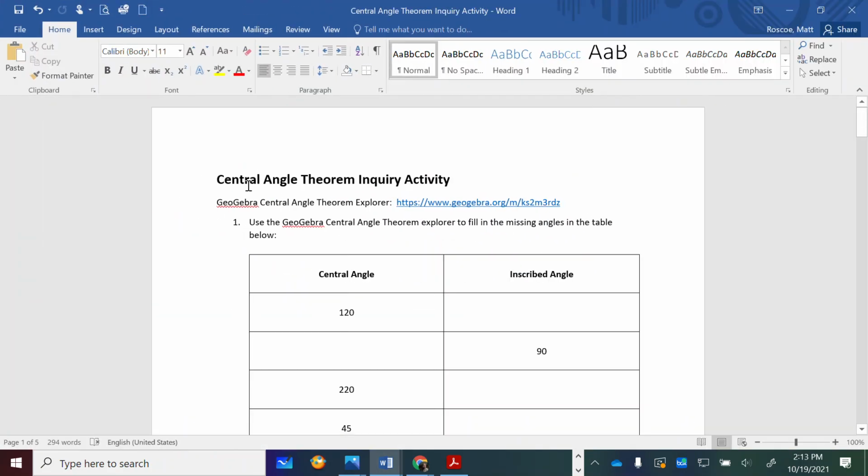So here's what I did. I just created a worksheet that I would hand out, and then perhaps they would have Chromebooks or something like that. And I would say, go ahead and follow this link to the Explorer, and then use the GeoGebra Central Angle Theorem Explorer to fill in the missing angles in the table below.